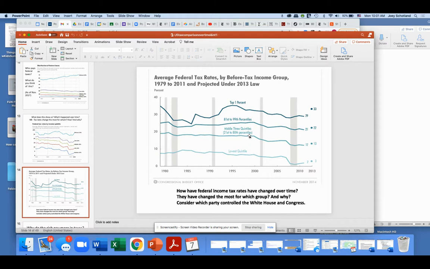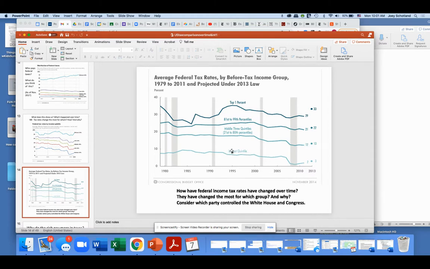Here's your middle 3 quintiles, your middle class, your middle 3/5. Federal taxes have gone from about 19% on average down to about 12, 13%. Have they gone up or down on the middle class?